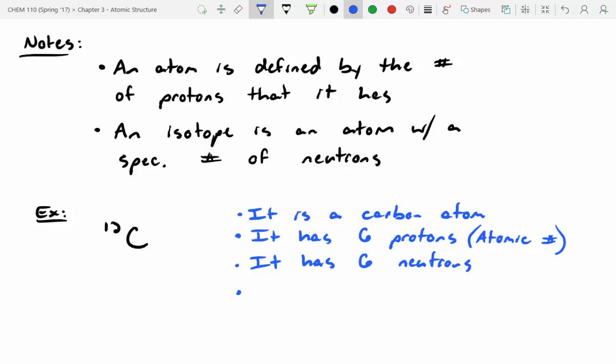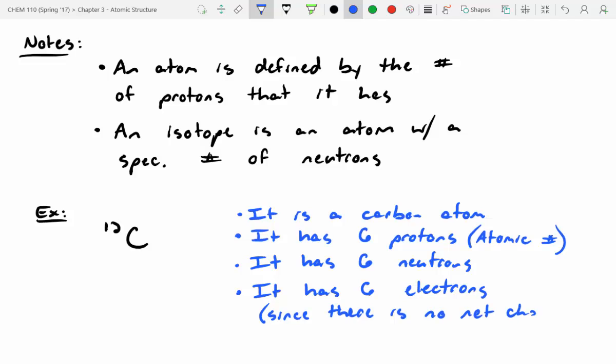How many electrons must it have? So in this case, we don't have a net charge on our molecule, so we have to balance out our protons with the electrons, right? Which means we've got to have 6 electrons too. 6 electrons, since there is no net charge. Does that make sense? All right, so usually you'll see symbols written out like this.